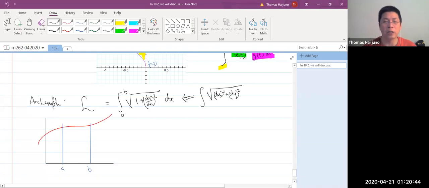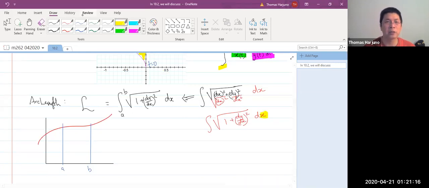Now we decide to divide by dx squared inside the radical, and I have dx multiplied outside, such that it becomes the square root of 1 plus (dy/dx) squared, dx. And then the variable of integration x gives us the limits: this is when x equals A, x equals B. Okay, now that's where it came from.